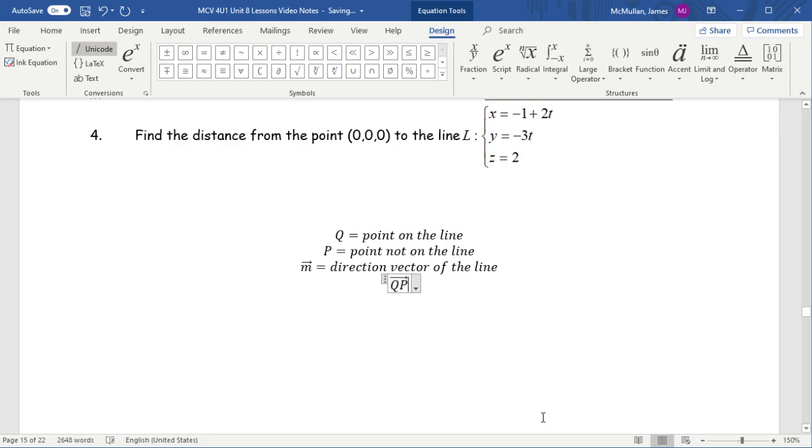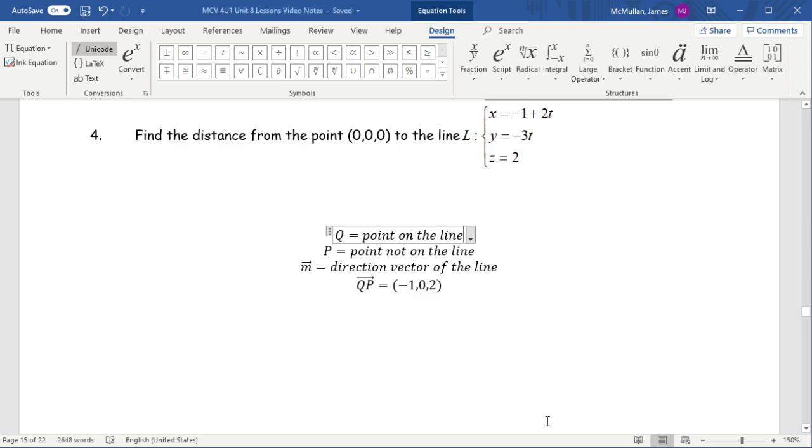So vector QP is simply a vector that joins the point you're looking for to any point on the line, because any parallelogram that you draw would all have the same height. So QP, in our case, how do I get from 0, 0, 0 to -1, -3, 2? To get from Q to P, I would go -1 in the x, 0 in the y, and 2 in the z, and that would be that vector, because I'm just doing destination minus origin.